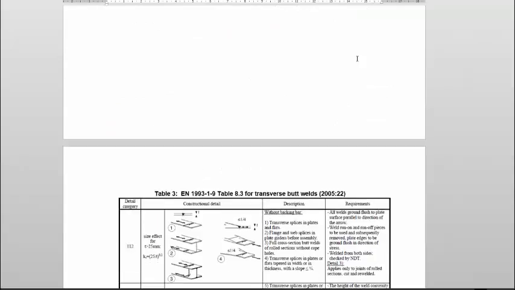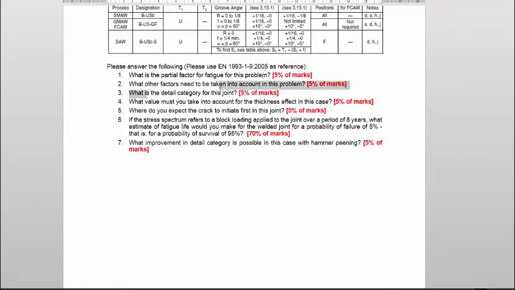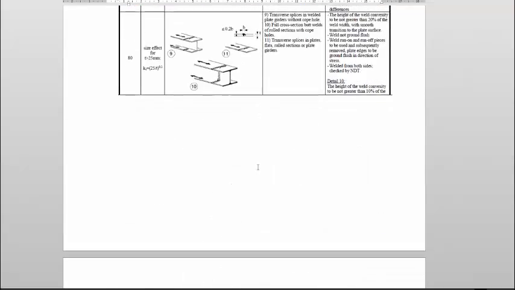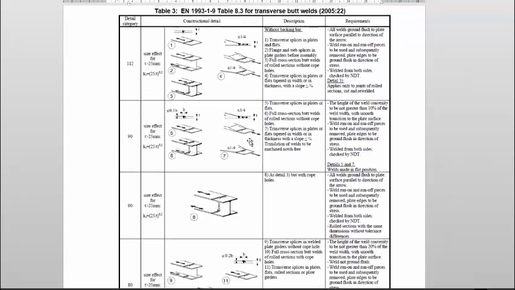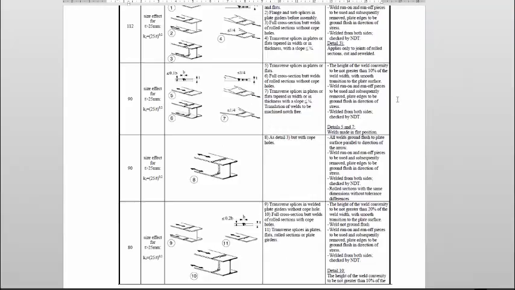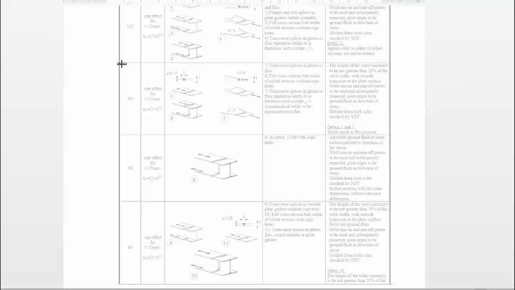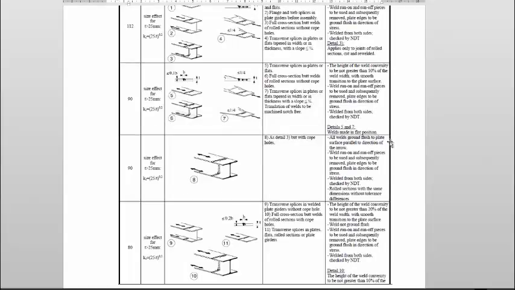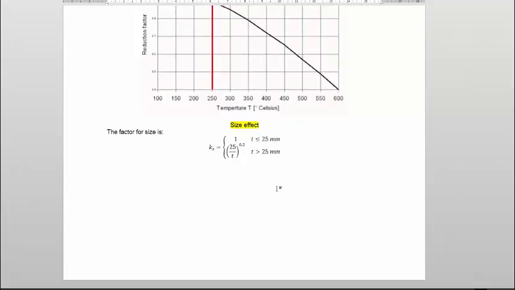Let's go back to the question bank. What is the detail category for this joint? And what value must you take into account for the thickness effect in this case? Now let's go look at the detail category. If we look at this table, we've seen that the detail category is 90 here, because we've already read the detail here, and that covers this specific joint. So I'm going to grab this specific section, and we're going to say our detail category for this joint, right? So let's make it like this, detail category.